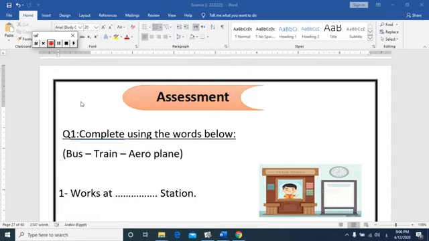Who can tell me? Let's count from 1 to 5 before answering as we are used to in Al Mostaqbal Language School. 1, 2, 3, 4, 5. Yes, Muhammad? Yes, excellent. Train. We write here train. Let's write with each other. Okay.